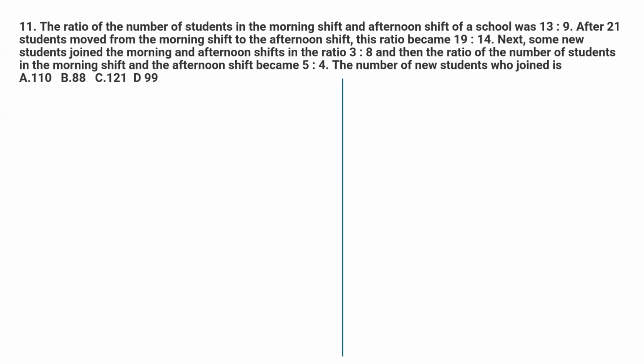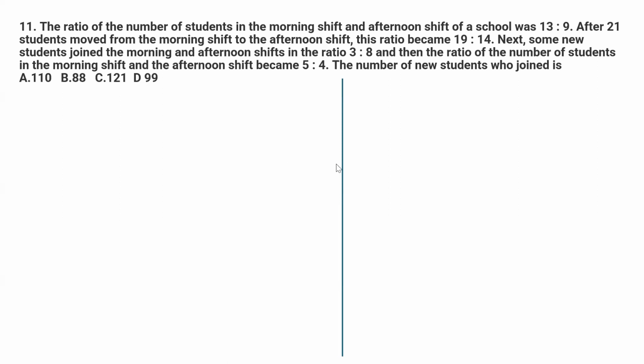The ratio of number of students in the morning shift and afternoon shift of a school was 13:9. After 21 students moved from the morning shift to afternoon shift, this ratio became 19:14. Next, some new students joined in the morning and afternoon shifts in the ratio 3:8. And then the ratio of number of students in the morning shift and afternoon shift became 5:4. The number of new students who joined is.